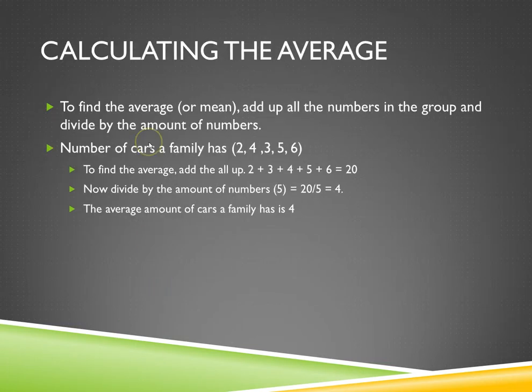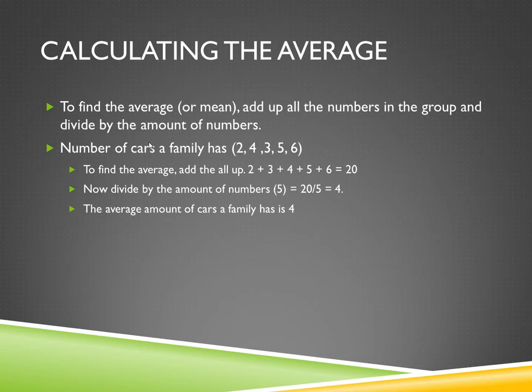So now the next topic, calculating the average. To find the average of a set of numbers, it's actually pretty simple. You just add up all the numbers in the group and divide by the amount of numbers. For example, let's take the statistic, number of cars a family has. Let's say one family has 2 cars, one has 4, one has 3, one has 5, and one has 6. To find the average, just add them all up: 2 plus 3 plus 4 plus 5 plus 6. And you'll find that equals 20.